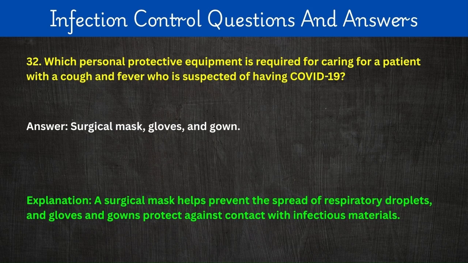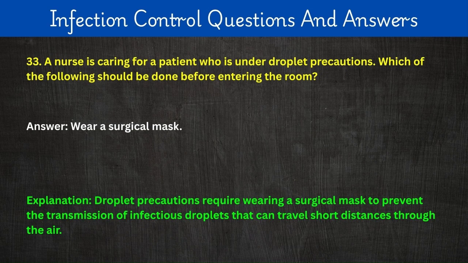32. Which personal protective equipment is required for caring for a patient with a cough and fever who is suspected of having COVID-19? Answer: Surgical mask, gloves, and gown. Explanation: A surgical mask helps prevent the spread of respiratory droplets, and gloves and gowns protect against contact with infectious materials.